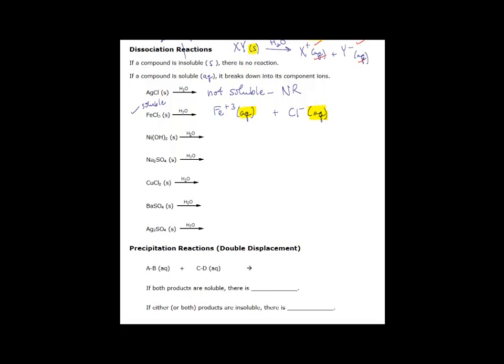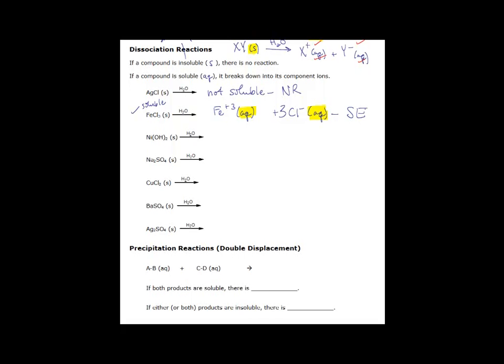Now, with these dissociation reactions, you have to make sure they're balanced. So I have 1 iron on the left, 1 iron on the right. 3 chlorides on the left, 1 chloride on the right, so I have to put a coefficient of 3 here. So now that is balanced. So iron 3 chloride would be classified as a strong electrolyte, SE, strong electrolyte.